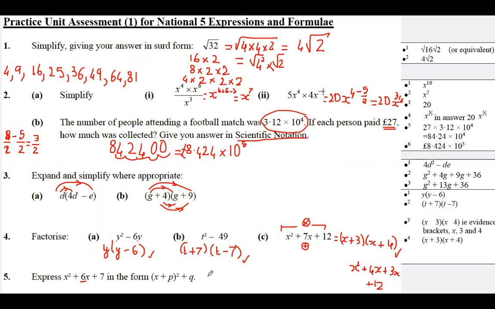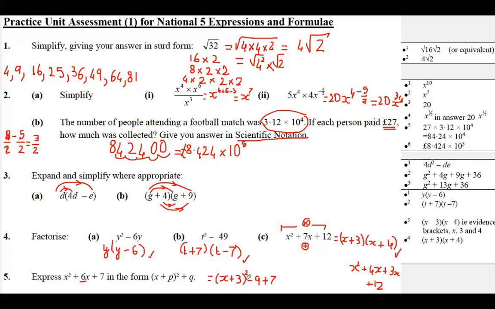So you can start writing, this is x plus 3 squared. But because you've added plus 3 squared, you need to take away 9. And then you put your plus 7. I had plus 7 to start with. Because what you've done here by doing x plus 3 squared, technically you're doing x squared plus 3x, that's plus 6x plus 9. Because we've added that 9, we need to take that away.